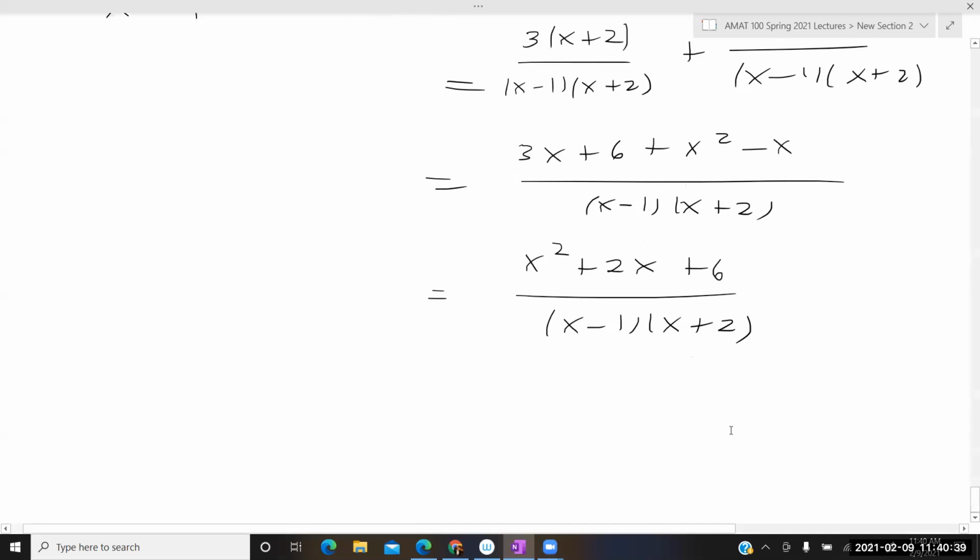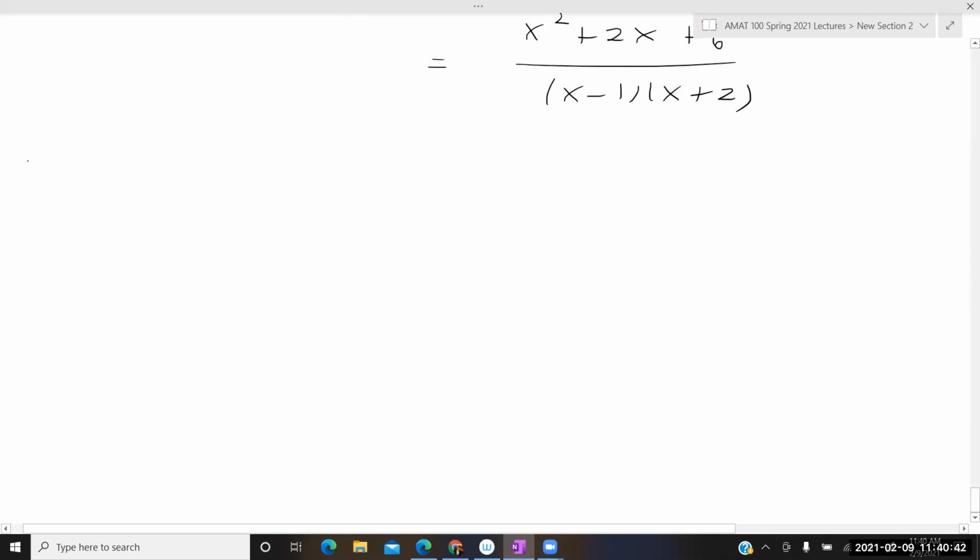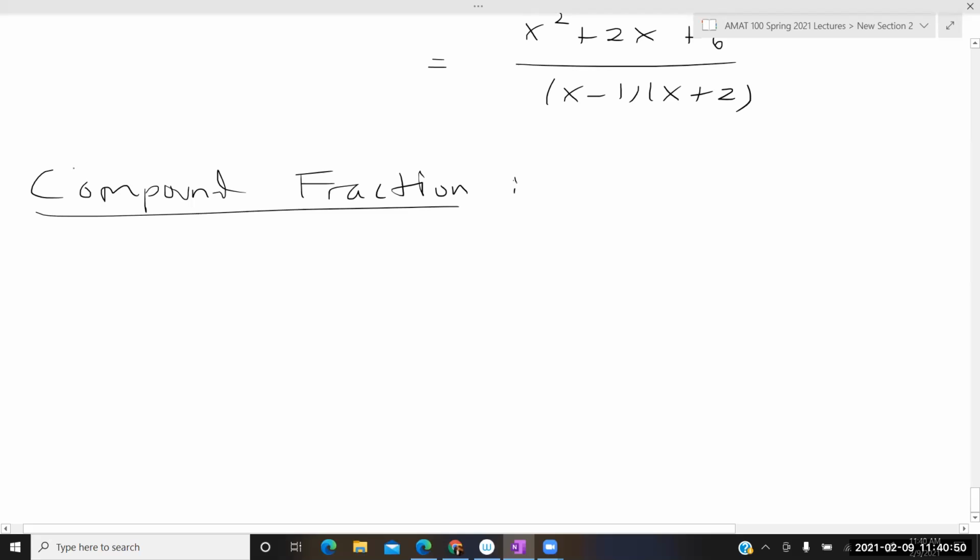Another type of expression you can encounter is the so-called compound fraction. A compound fraction is something of the form that's a fraction within a fraction. So for example, you could have something like this, and you might be asked to simplify it. One way of dealing with this is to look at the numerator and denominator separately. So you have a fraction plus 1, and we want to add these together to get a single fraction.